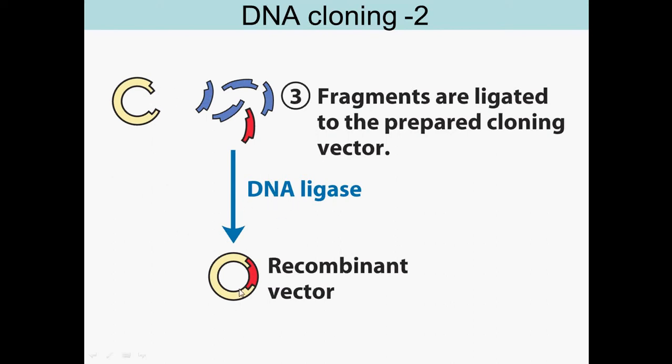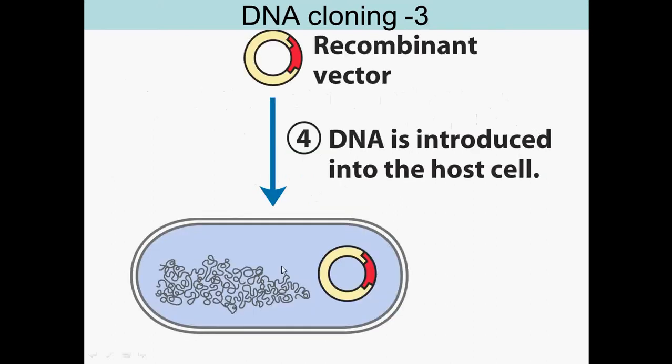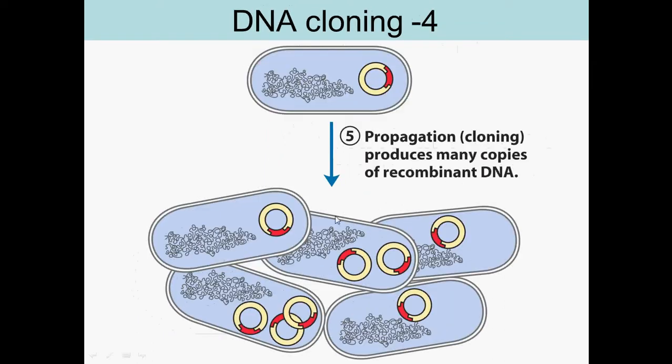Then you have DNA ligase, which makes the phosphodiester bonds, and then you put the plasmid containing the gene of interest into a bacterial cell. You do that by poking holes into the membrane. You poke holes using shock and chemicals or salt, and then you let the bacteria grow and they'll multiply.